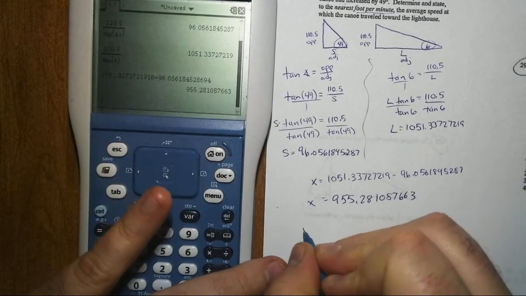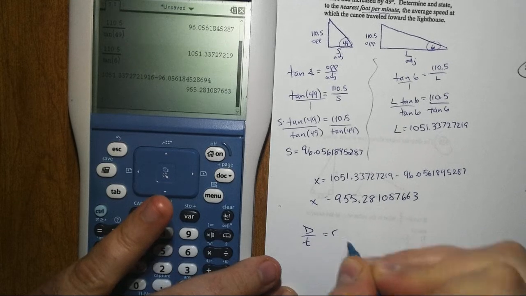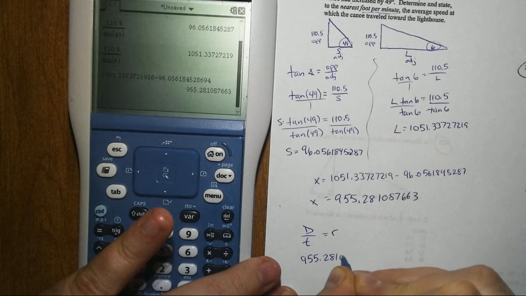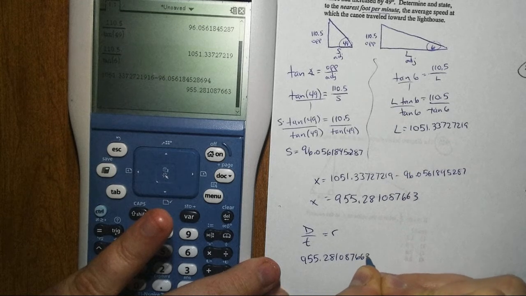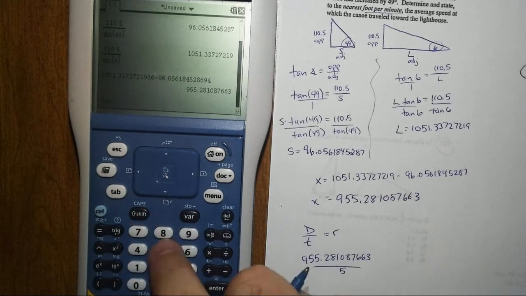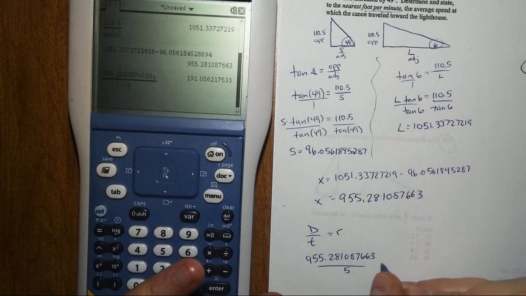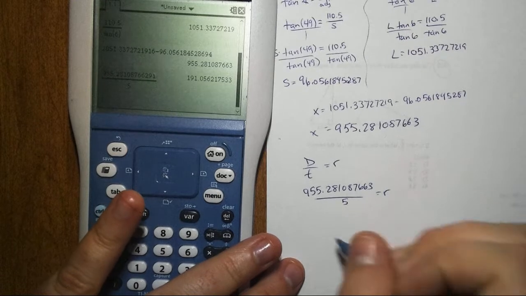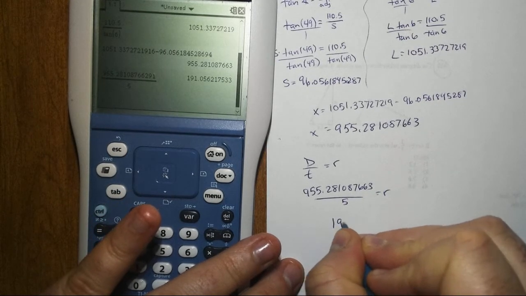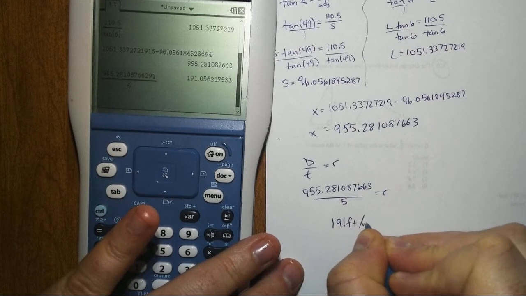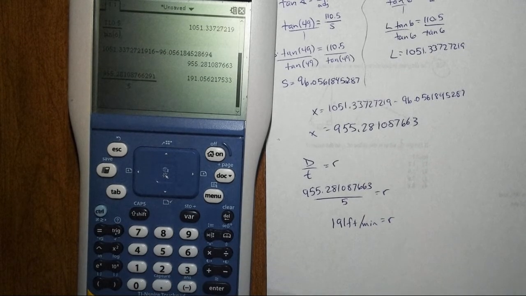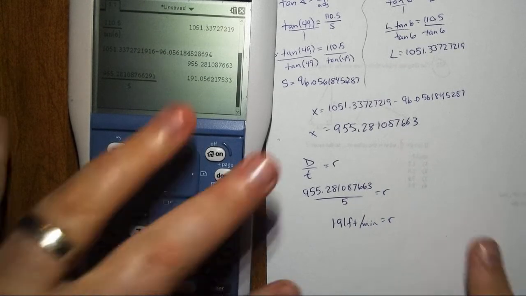So we want to do distance divided by time is equal to the rate. So we take my answer and divide it by 5 minutes. And that means the rate is, and we're going to the nearest foot per minute, 191 feet per minute. Now, you crew people, is that fast? I have no idea. You can tell me. All right.